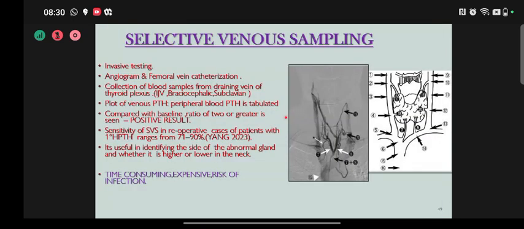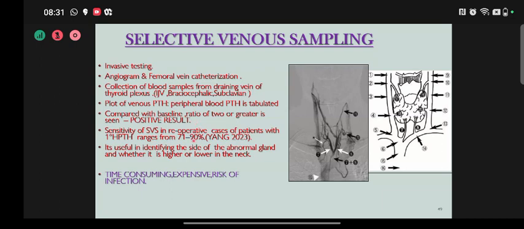Coming to selective venous sampling, it is an invasive technique. Angiogram is used, and then femoral vein catheterization is done, and blood samples are collected from the draining veins of the thyroid plexus. That's from the IJV, brachiocephalic, and the subclavian, and the venous PTH is plotted from where the blood samples are collected. The plot is tabulated, and a comparison is done with the baseline, and a ratio of 2 or greater is seen. That is the positive result.